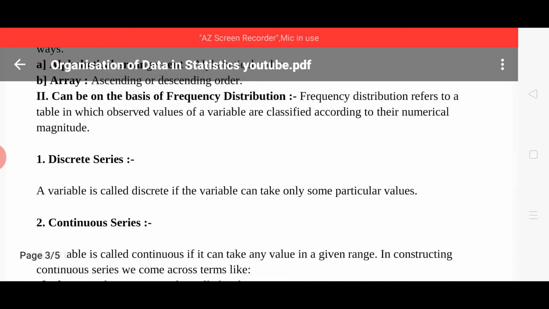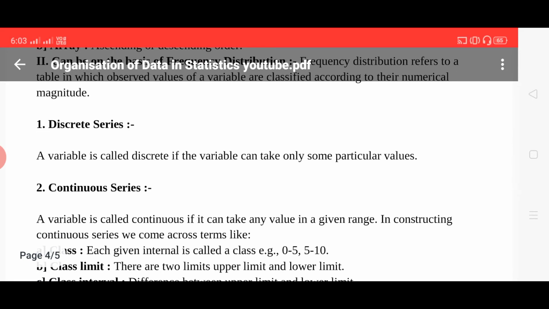These are of two types of series. One is discrete, second is continuous. First we take discrete series. A variable is called discrete if the variable can take only some very particular values. And continuous series: a variable is called continuous if it can take any value in a given range.